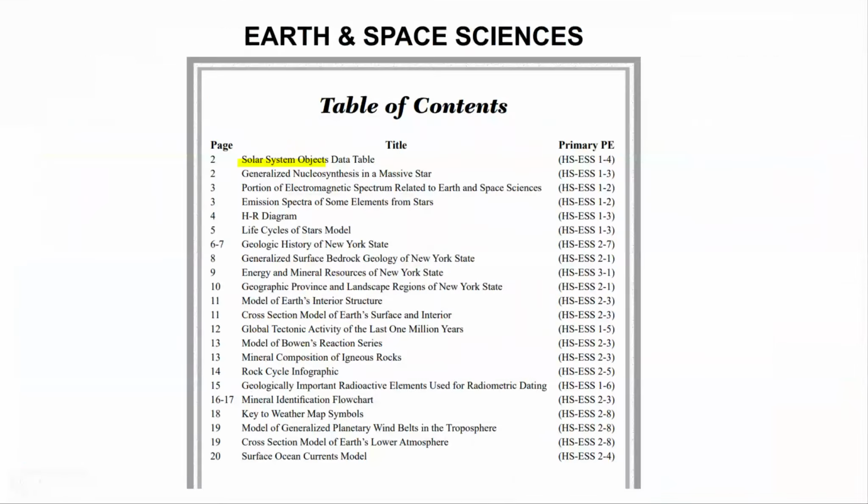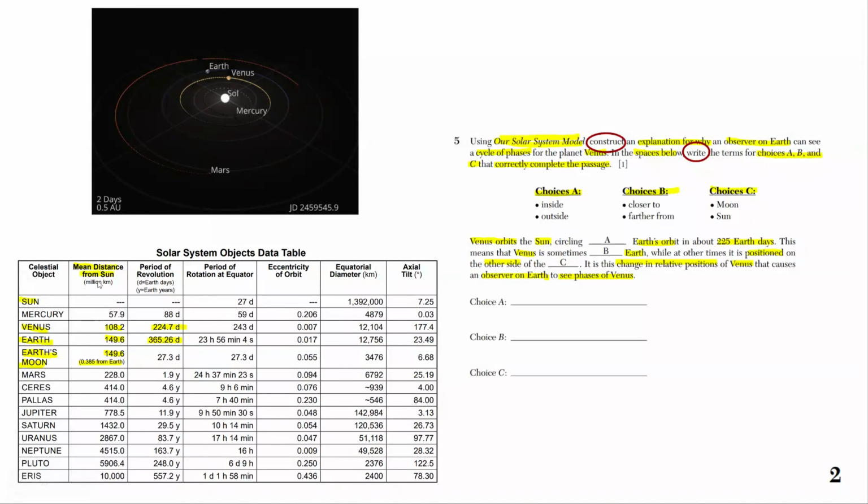We should also look at our reference table. It looks like they have some information on page 2, and it gives me information on the distance of Venus and Earth compared to the Sun and the period of revolution, how fast or slow they're going. So not only does our solar system model have all that information, but now I know Venus is closer to the Sun, so it must be circling inside the Earth's orbit. Okay.